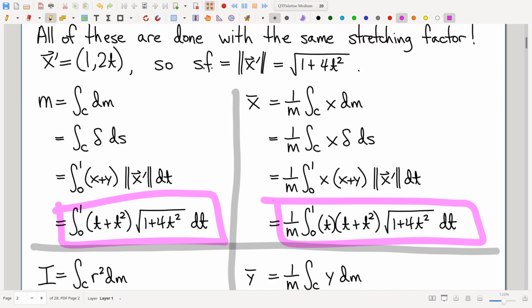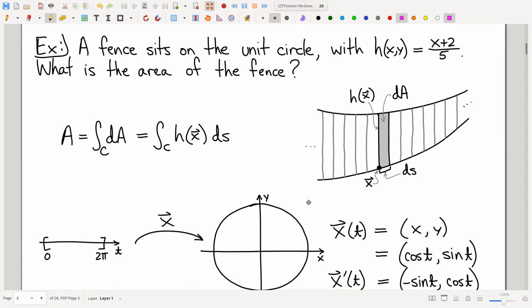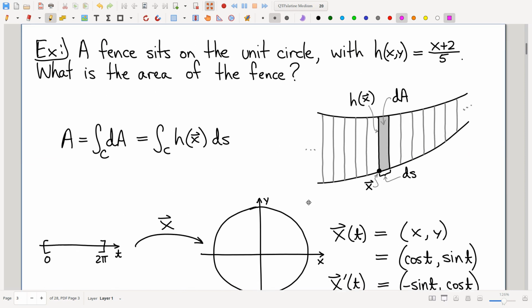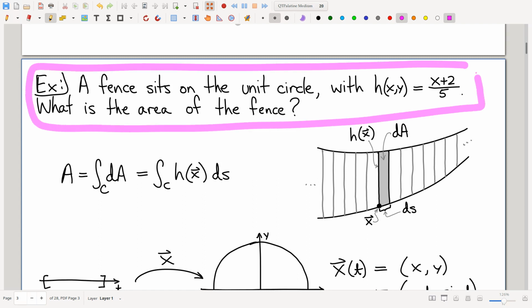Okay. Alrighty. Here's another example. This is just a little different, a little bit more odd, I guess. So here is a fairly real world kind of problem. I'm building a fence. I'm fencing off a circular plot of land for whatever reason. And I need to compute the area of the fence.